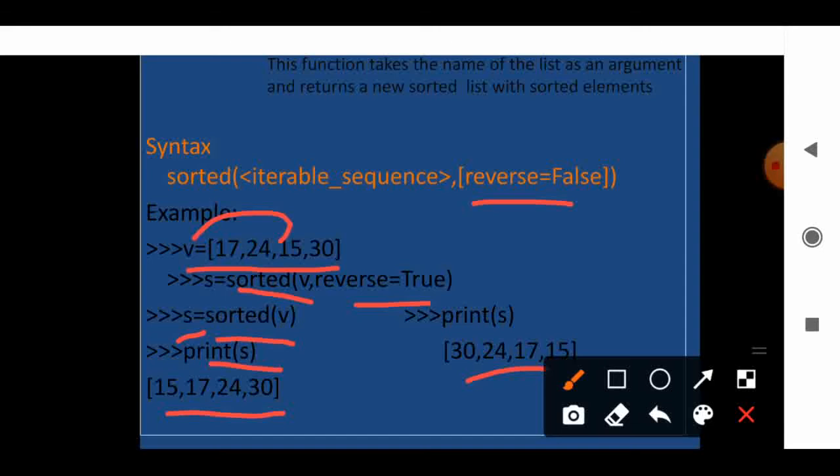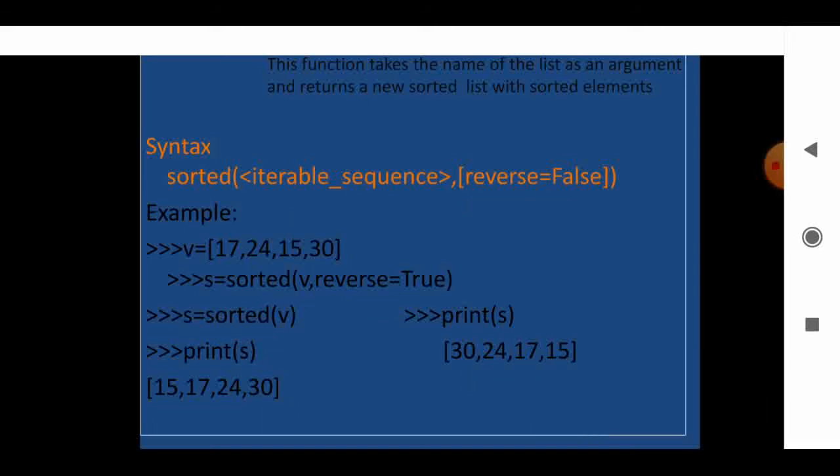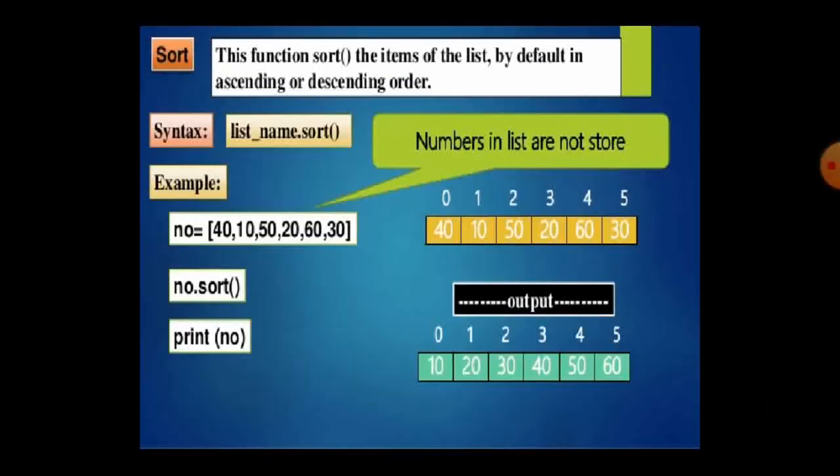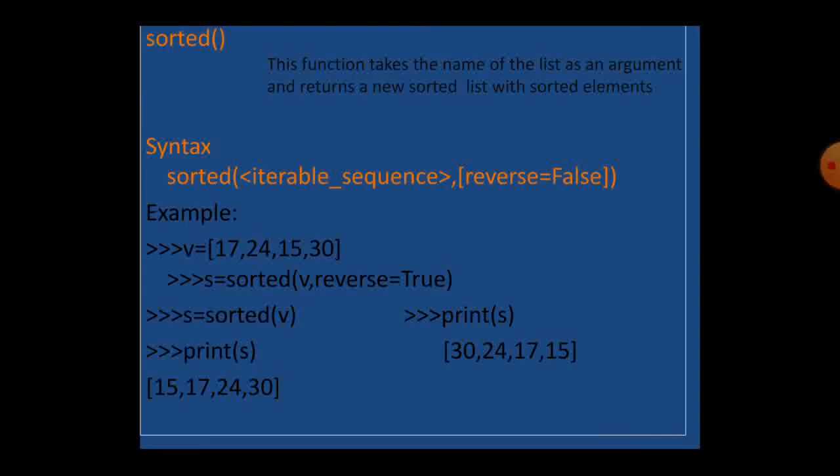So what is the difference between the sort and sorted functions? The sort method will display the result list of values in ascending order. The sorted function takes the name of the list as an argument and returns a new sorted list with sorted elements.